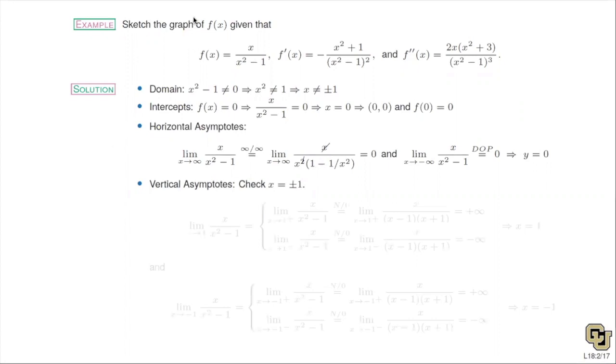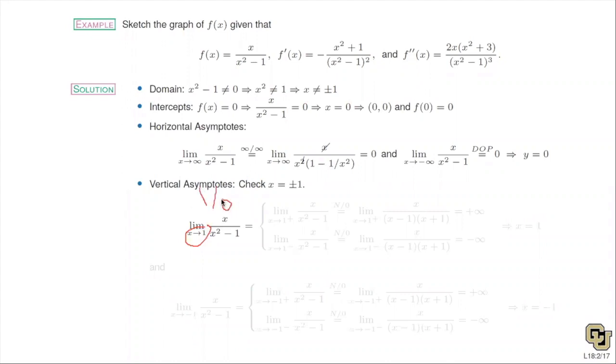For vertical asymptotes, this is connected to the domain. Here, the function's undefined at plus minus 1. I need to check x equal to plus minus 1 with a limit. And here, when I try to take the limit, we have to remember all our technique, right? It's a limit, so let me plug it in. When I plug it in, I get 1 over 0.